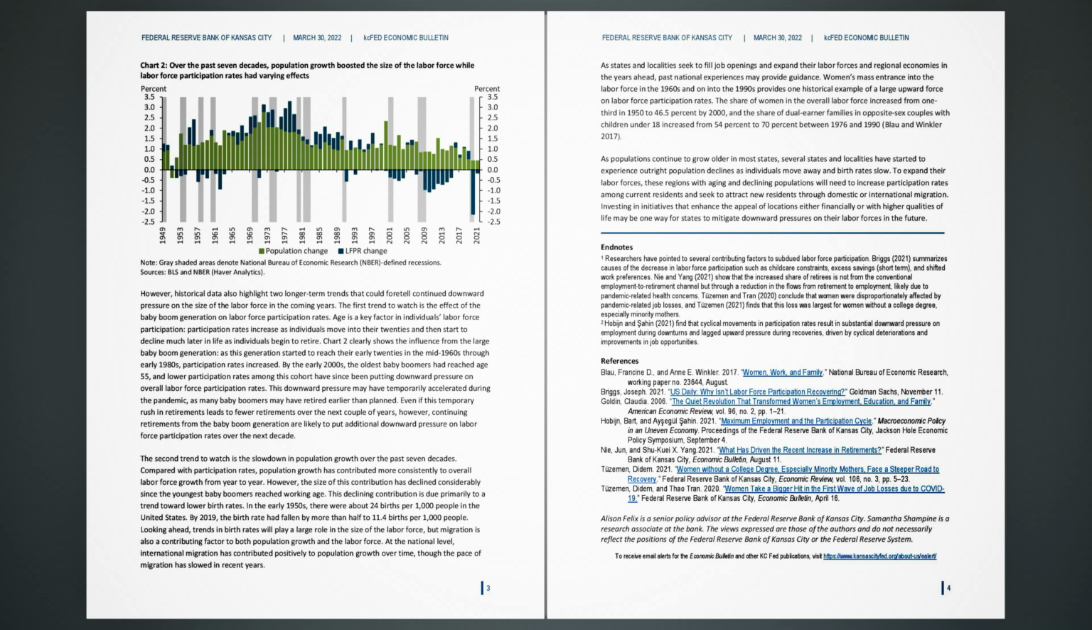Compared with participation rates, population growth has contributed more consistently to overall labor force growth from year to year. However, the size of this contribution has declined considerably since the youngest baby boomers reached working age. This declining contribution is due primarily to a trend toward lower birth rates. In the early 1950s, there were about 24 births per 1,000 people in the United States. By 2019, the birth rate had fallen by more than half to 11.4 births per 1,000 people.